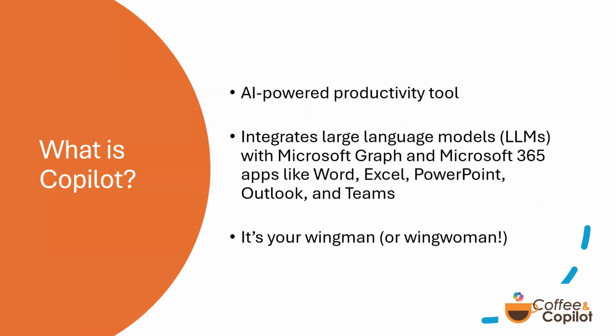So what is Copilot? It's an AI-powered productivity tool. It integrates with large language models, and the one for M365 is going to integrate with Word, Excel, PowerPoint, Outlook, Teams. We're going to go through some examples as we go through this deck. And it's your wingman or your wingwoman, right? That's why it's called Copilot. It's not there to do your job for you, but it's there to assist you with your job and make your life a little bit easier every day.